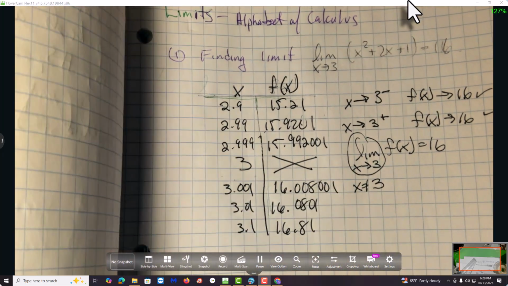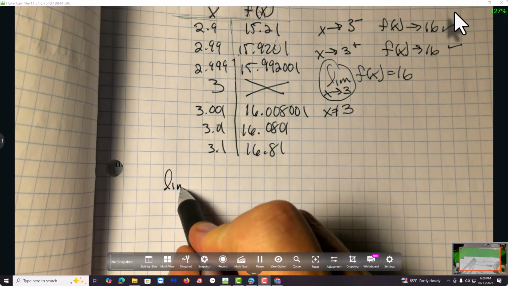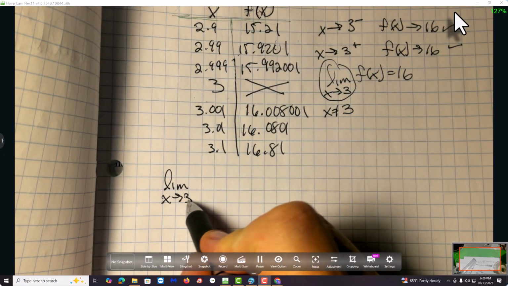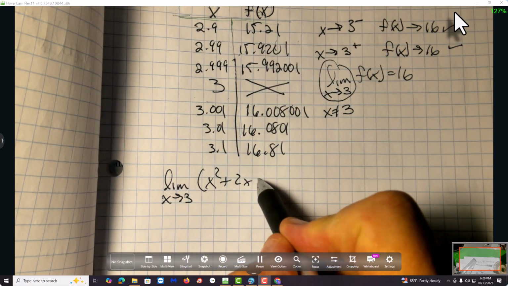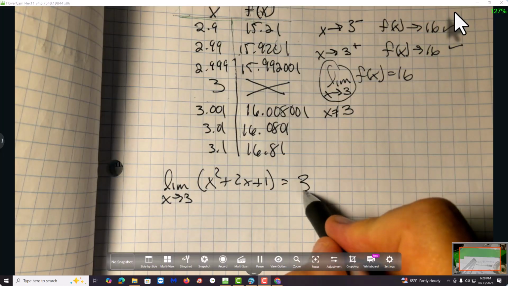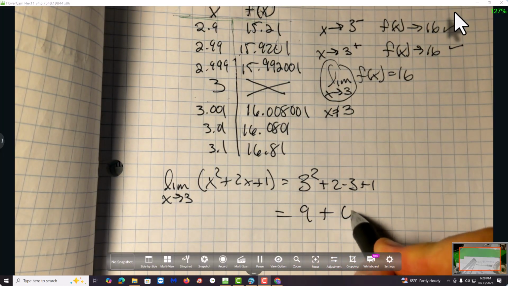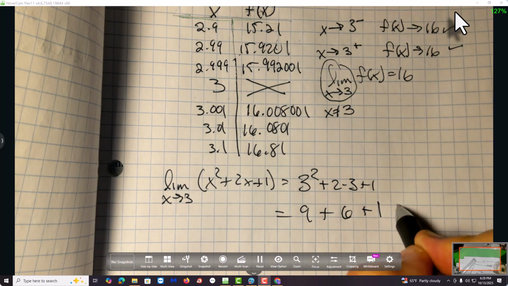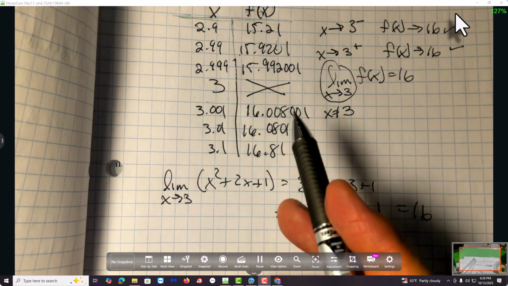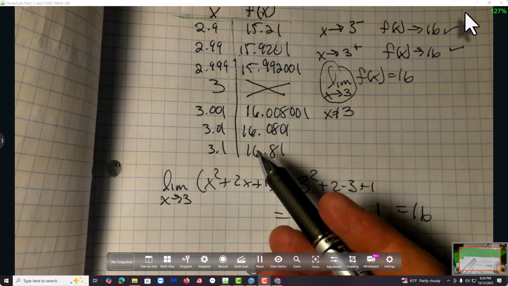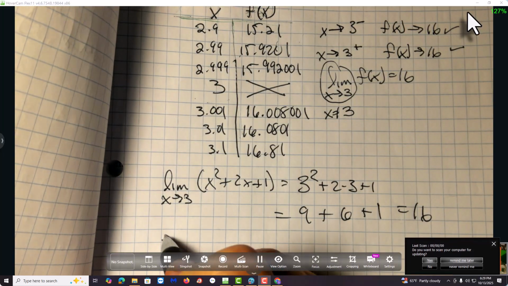And then we talked about algebra. So in this case, we're going to try direct substitution. And all direct substitution means is we substitute in. And 9 plus 6 plus 1 is 16. Notice now that we're doing it symbolically, algebraically, we start with direct substitution.